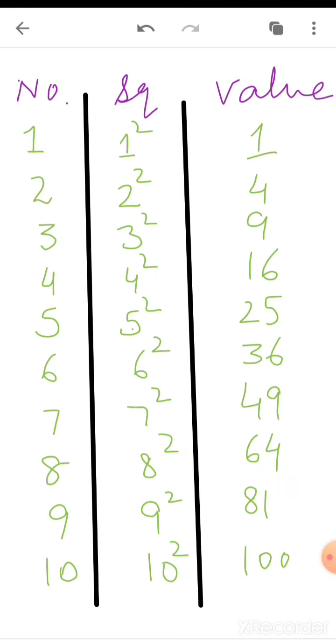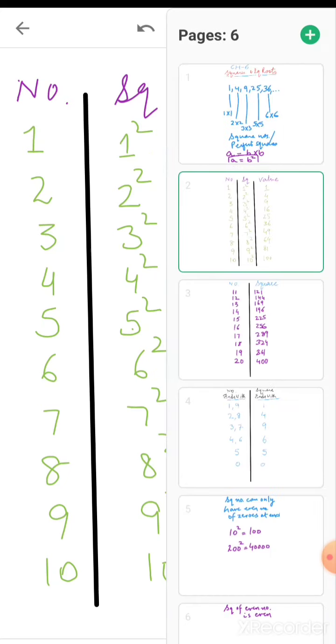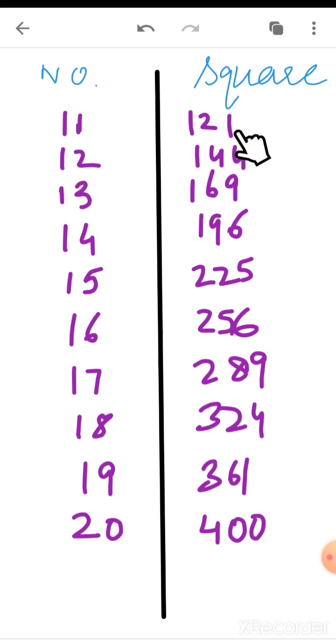I'll show you the squares of numbers from 11 to 20 also. Just have a look. Now this is square of 11, 121, square of 12, 13 and so on. Now just observe the units digit. 1, 4, 9, 6, 5, again 6, 9, 4, 1, 0. There is no 2 in the units place, no 3, no 7, no 8. So this is our first property, that no square number ends with 2, 3, 7 or 8.